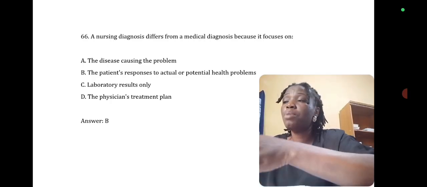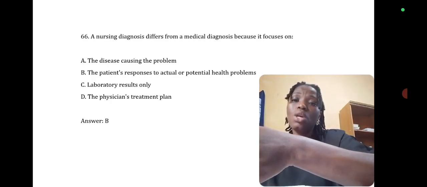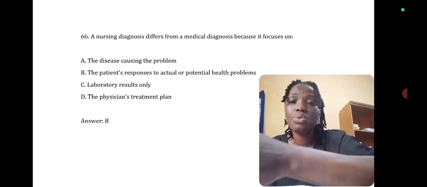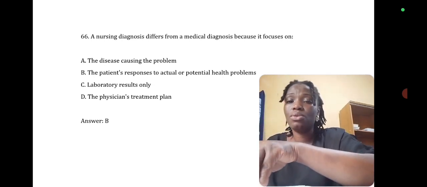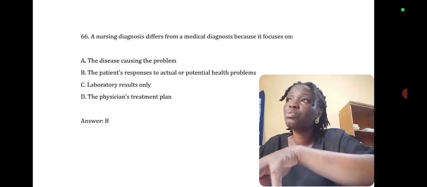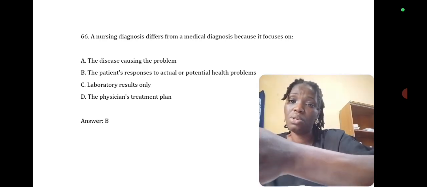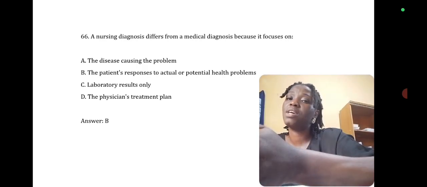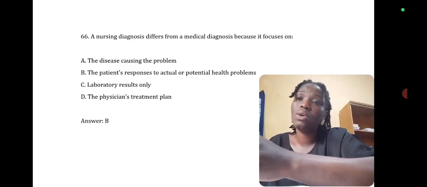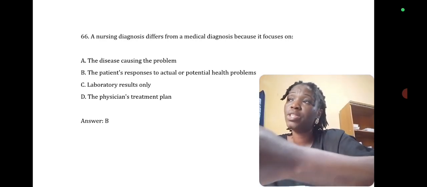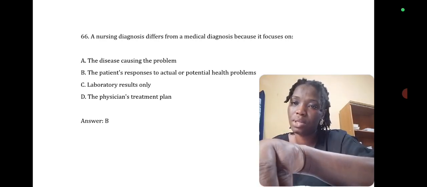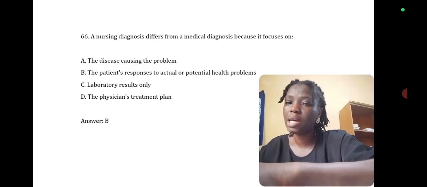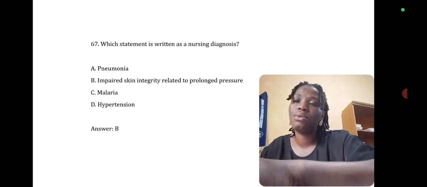With nursing diagnosis, you say pain related to, it could be an inflammatory process, it could be an injury, etc. But for medical diagnosis, they can just put RTA, road traffic accident. But as a nurse, you know that it's not just road traffic accident, this patient is in pain. So I'm using that pain as my own diagnosis. That's the difference between nursing diagnosis and medical diagnosis.